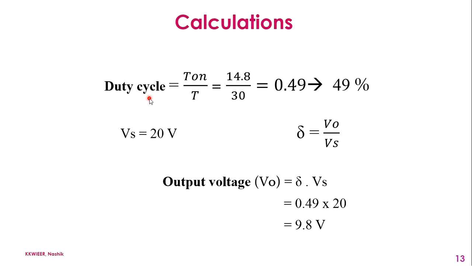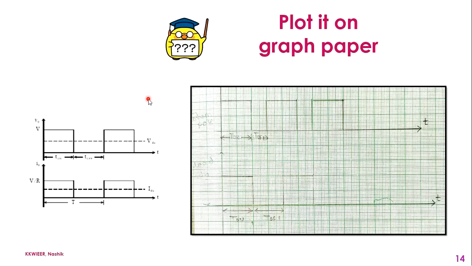So this is how we have calculated the theoretical output voltage V0, and practically we have plotted it on graph paper. Here you can see this is somewhat blurred, so I have shown it here with the diagram.